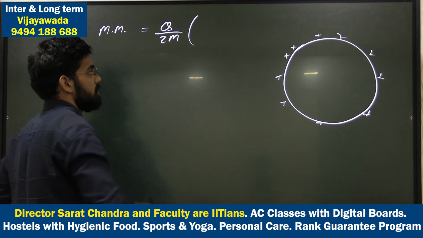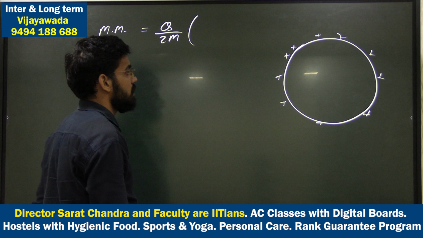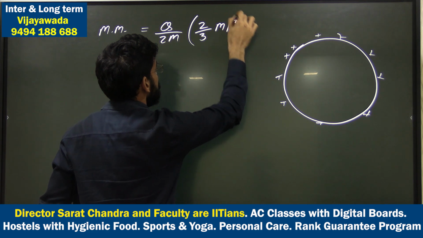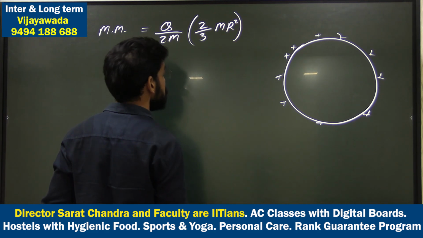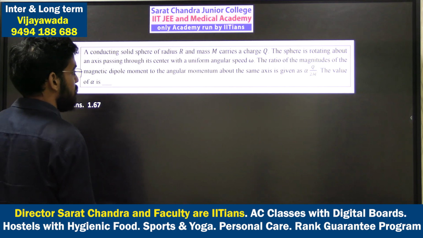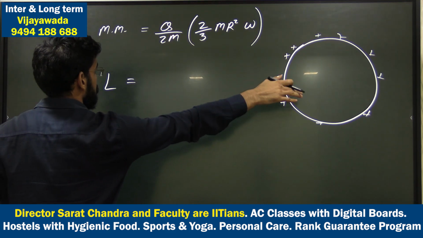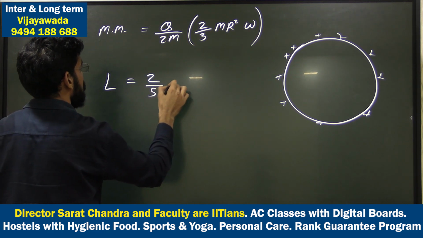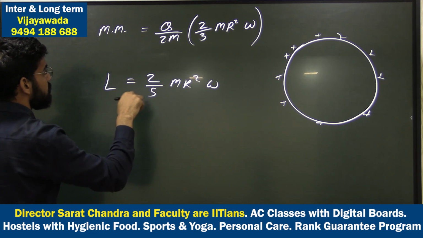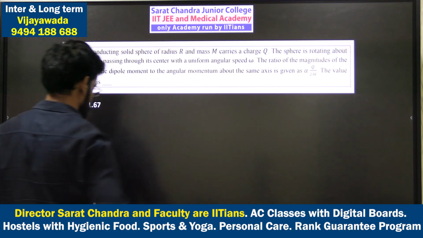For the hollow sphere, angular momentum is I omega, so the moment of inertia we write as 2 by 3 mr square, into omega. Then we have to divide with the angular momentum L, which is I omega, but here it is a solid, so you write 2 by 5 mr square into omega. The ratio is asked, so divide both. Here mr square omega cancels out, and Q by 2m he is keeping as it is.